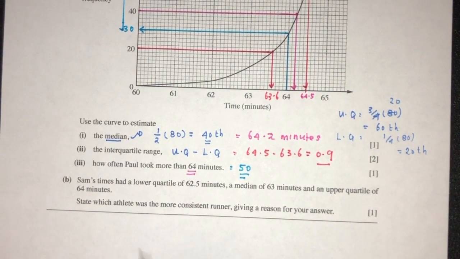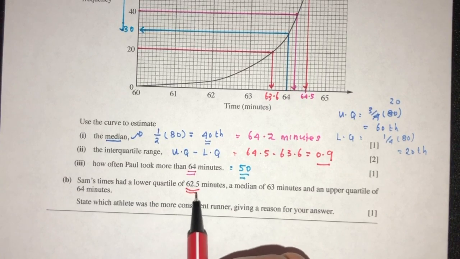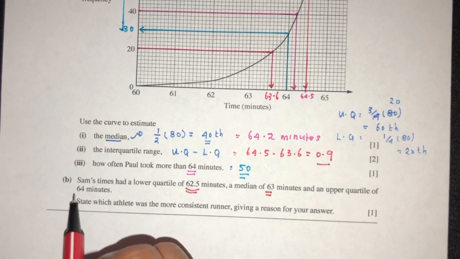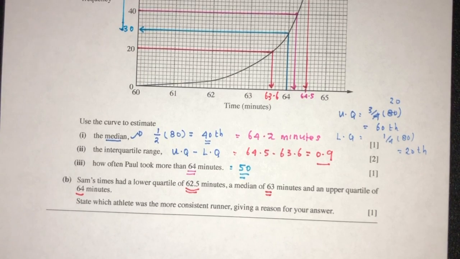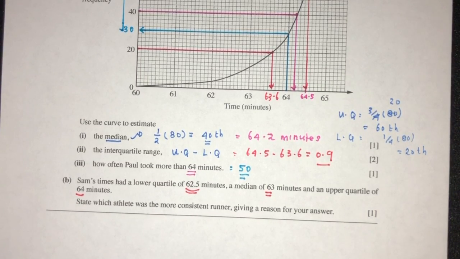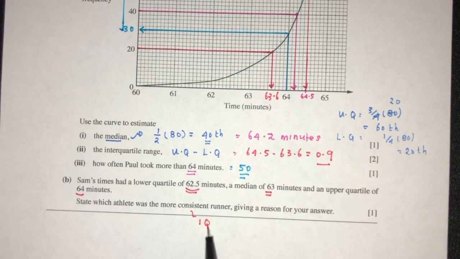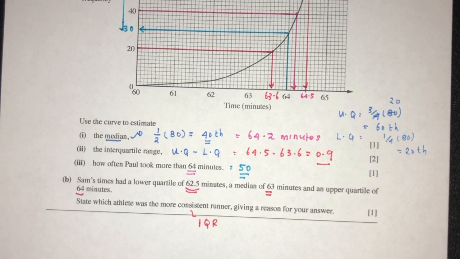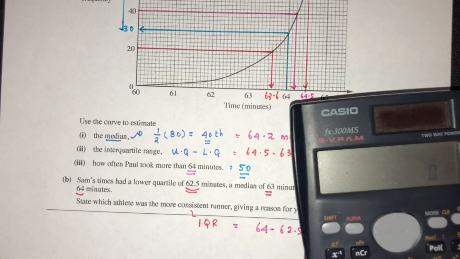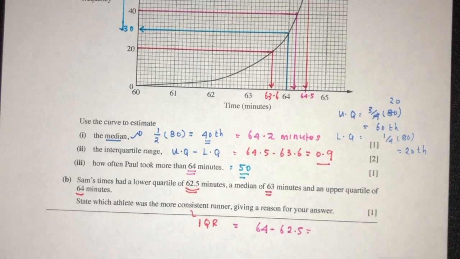Okay, now let's move on to part B of the question. Sam's times have a lower quartile of this, and a median of this, and the upper quartile of this. So state which athlete was the more consistent runner. So pretty easy to find the more consistent, not the faster or the slower, but the more consistent. We have to look at the interquartile range because it measures the spread of the values or the variation of the values. Have a look for this one, 64 upper quartile minus the lower quartile for Sam's times. That will be what? 64 minus 62.5, that should be 1.5.